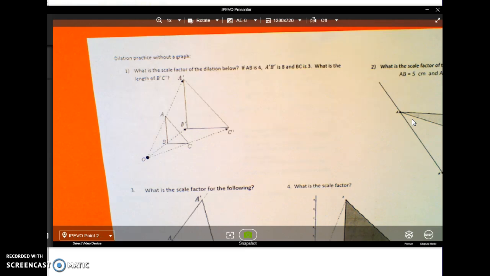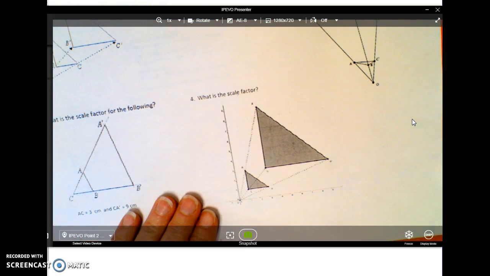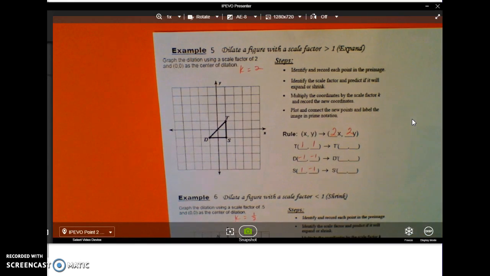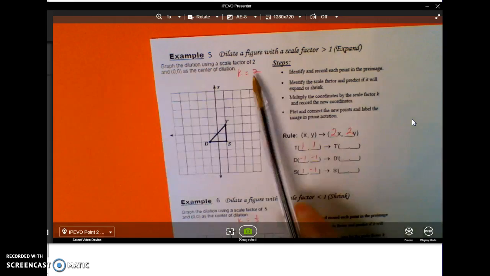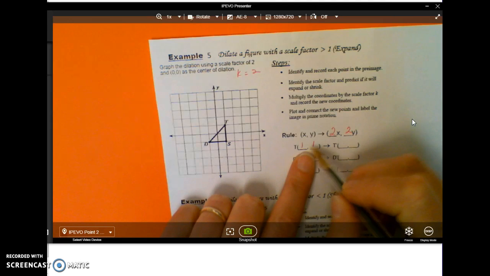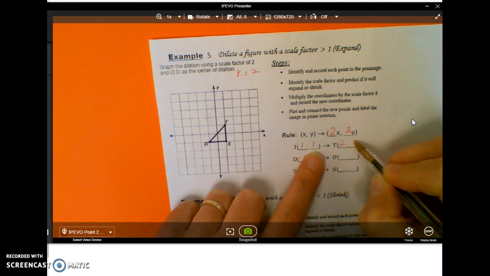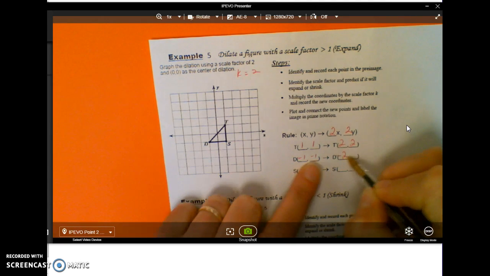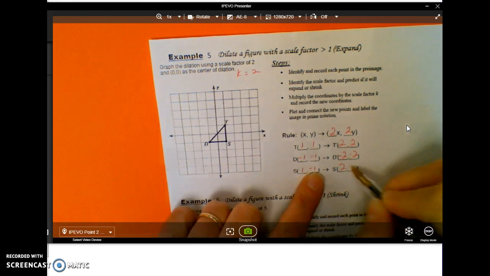The page looks like this. There's 4 questions on the front. All right, now that you've had a chance to try this, let's check our work. If your dilation factor is 2, we're doubling the size of all of our points. So this times 2, times 2, times 2, times 2, times 2.